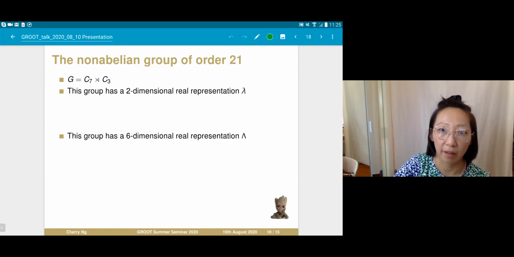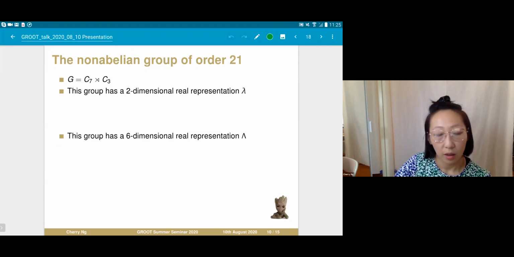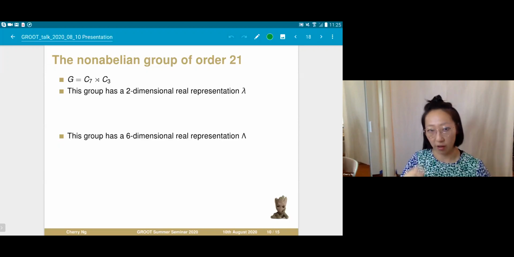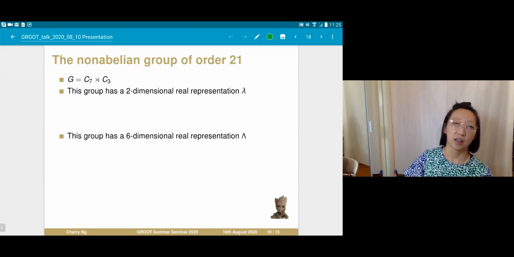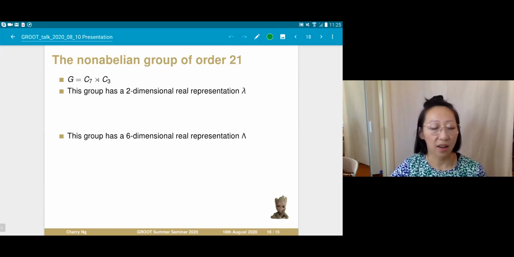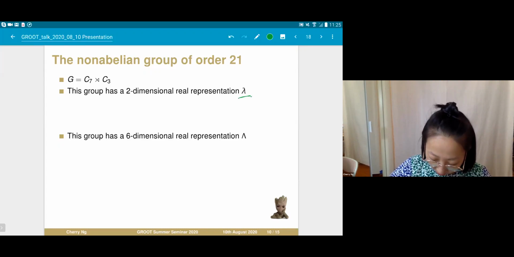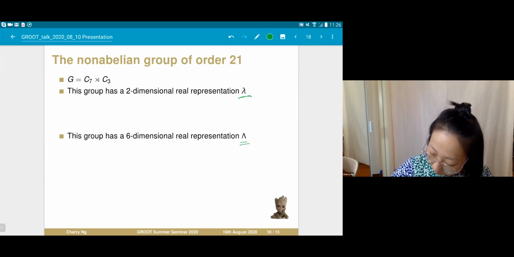So a little bit of background about the nonabelian group of order 21. It is the semi-direct product of cyclic groups. In this case, it is C7 semi-direct C3. And it has 2 representations, and we're going to talk about them one at a time. The first one is a 2-dimensional real representation that I'm going to call small lambda, and the other one is a 6-dimensional real representation that I will call big lambda.